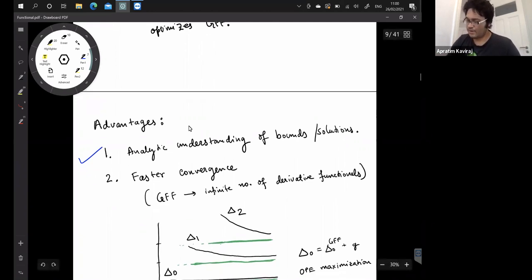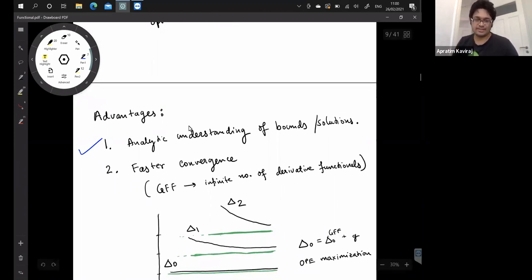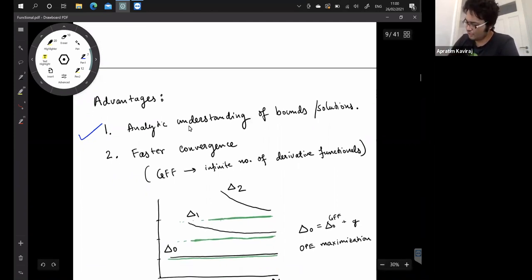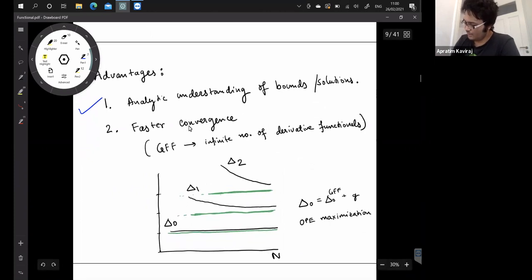Also, analytic functionals are always way faster. They have a faster convergence property, and this is evident because usually they are built to optimize generalized free fields, and for this solution with the derivative functionals, it takes an infinite number of derivative functionals to get to the GFF solution. So I show you here a simple way of showing this.